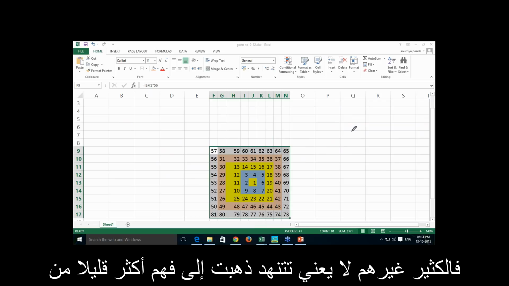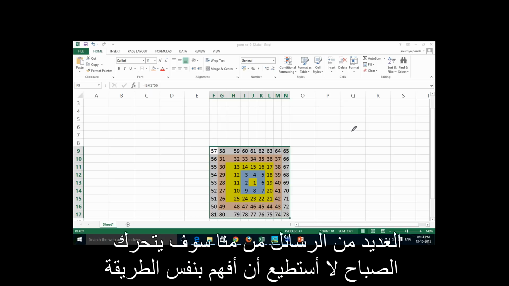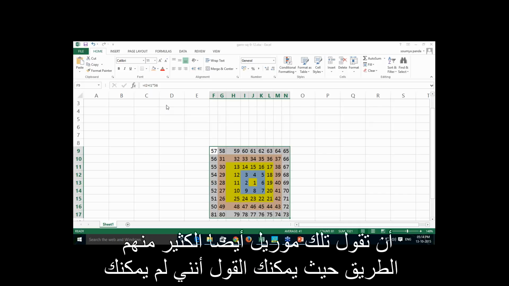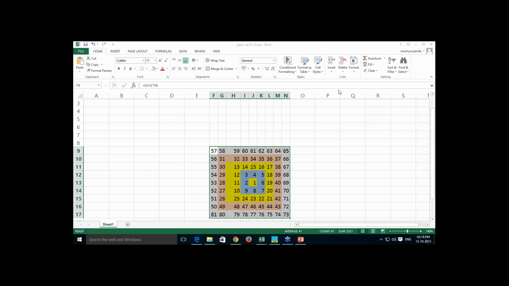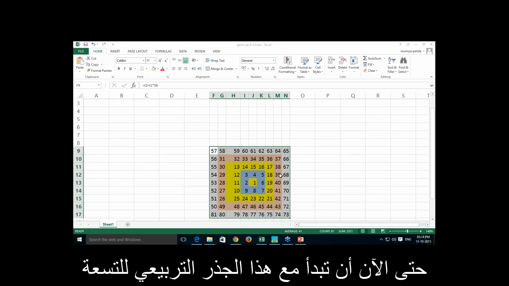However, many fail to understand the pyramid model. I failed to understand the square of 56 and square of 14 models. So these are the models I failed to understand. Same way, many literatures will be moving around the web, and those models also many have never understood that particular concept in its original essence.